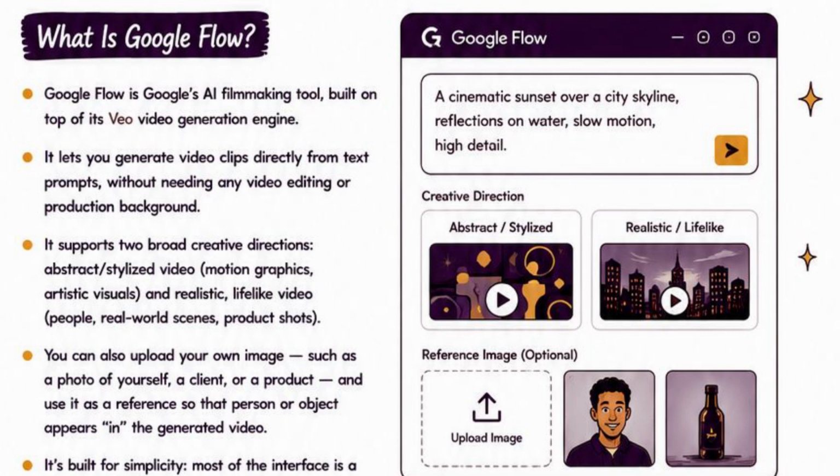It supports two broad creative directions: abstract or stylized video, motion graphics, abstract visuals, and realistic lifelike video, people, real-world scenes, product shots. You can also upload your own image, such as a photo of yourself, a client, or a product, and use it as a reference so that that person or object appears in the generated video.